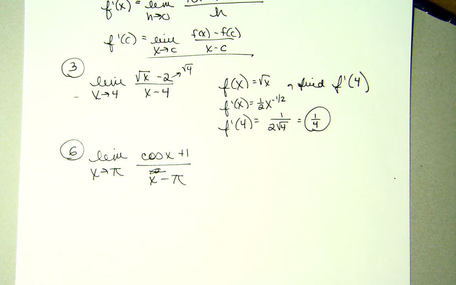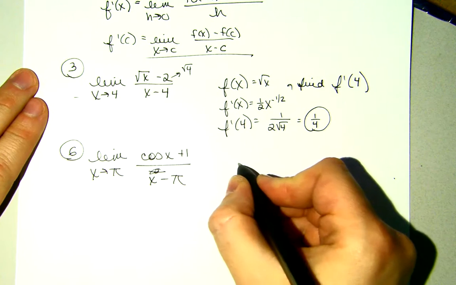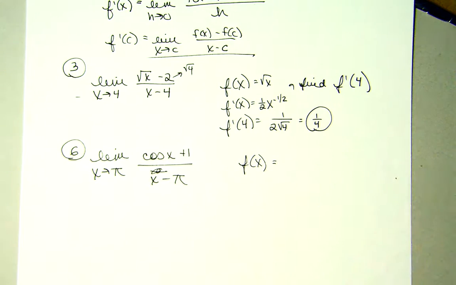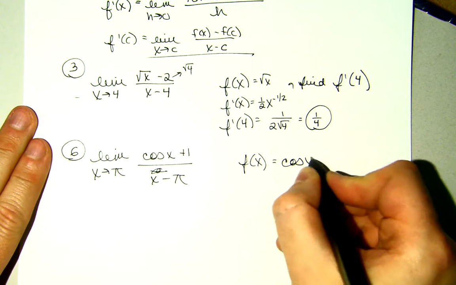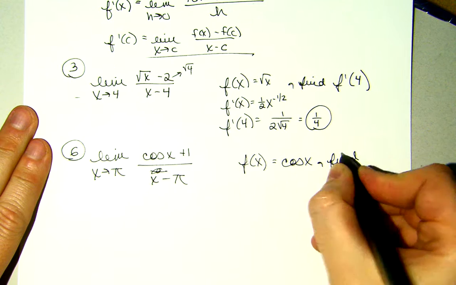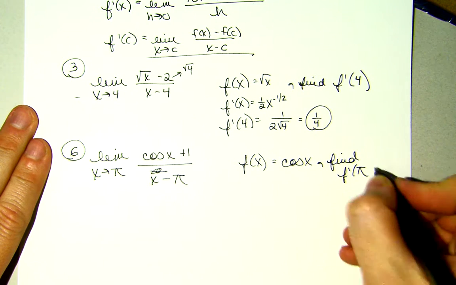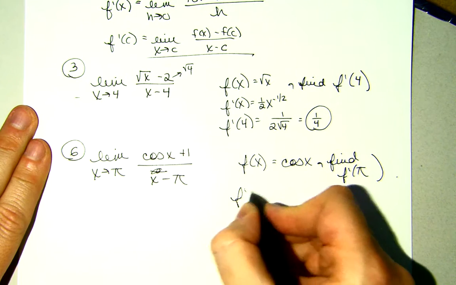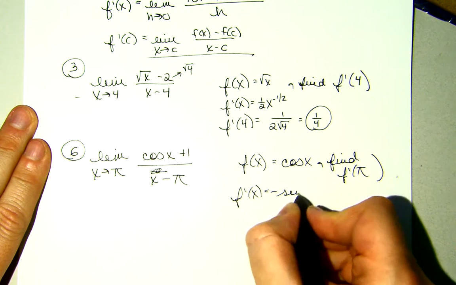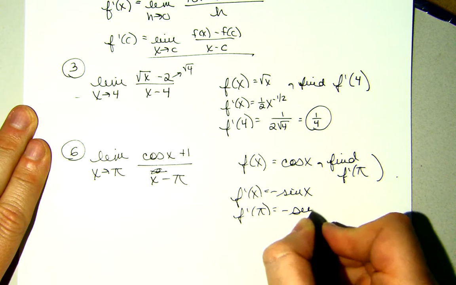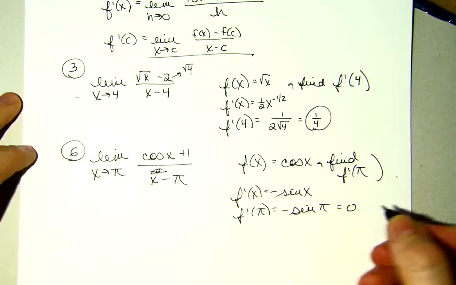What's f of x in number 6? Cosine x. And I want to find what? f prime of pi is what 6 is asking you to do. Well, f prime of x is the negative sine of x. So f prime of pi is the negative sine of pi, which, yes, is 0. That just wasn't my question.